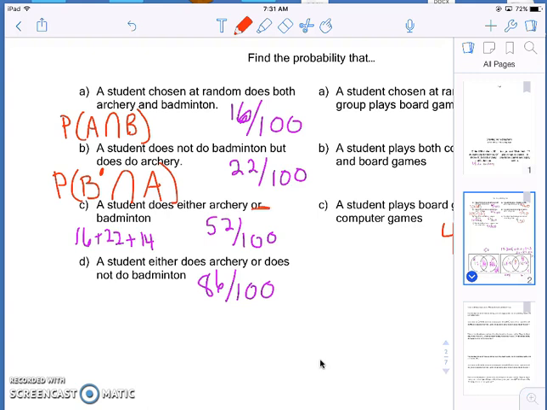The next one, a student does either archery or badminton. So our key word here is or. So the way that that is written is the probability of B union with A, or archery. So that or is with that U letter. A student does either archery or does not do badminton. So the probability of archery or not badminton.